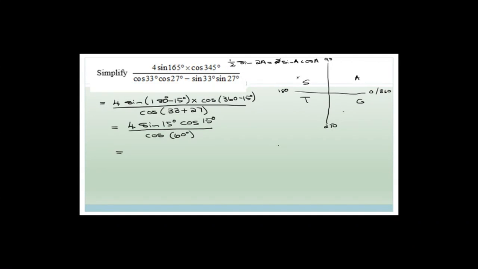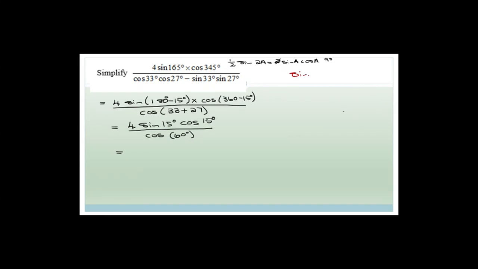Let me write it out here. A half sine. Okay, wait. Let's try it again. And we can actually erase the cos diagram. We don't need it anymore. And I'll change color so you can see what's what.